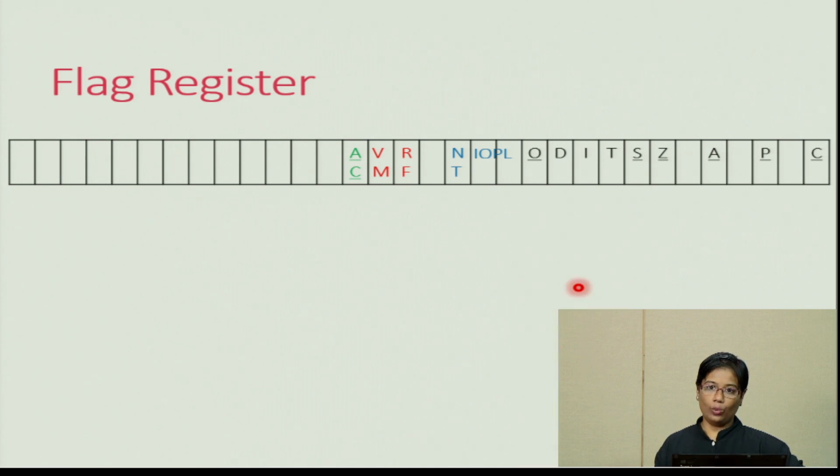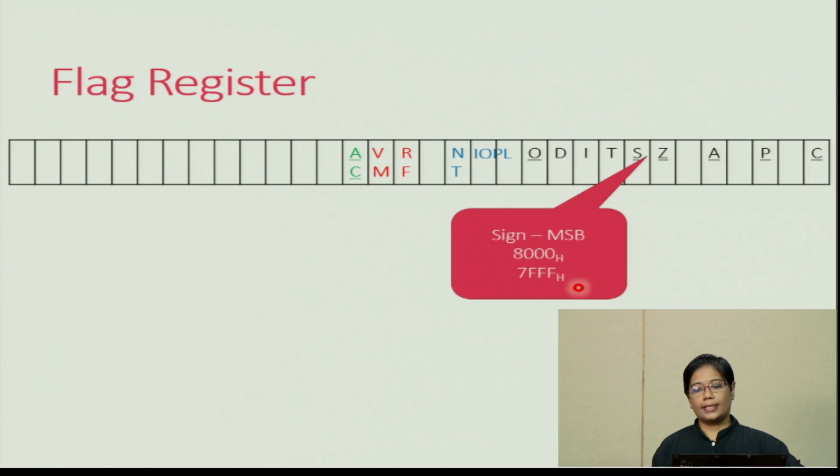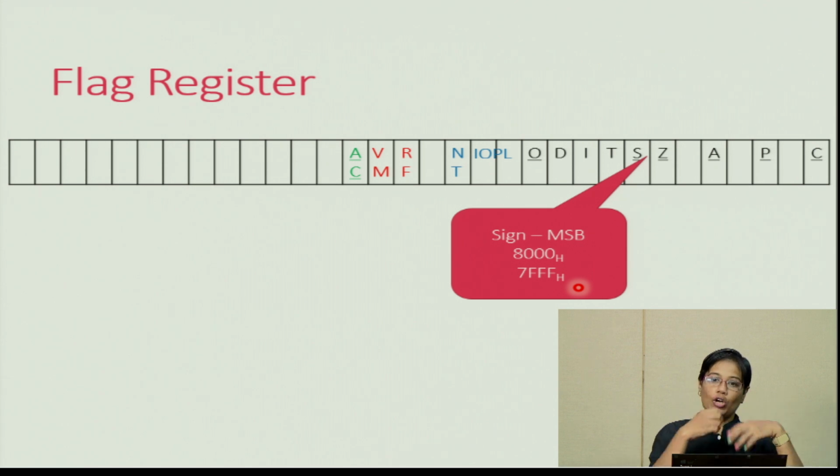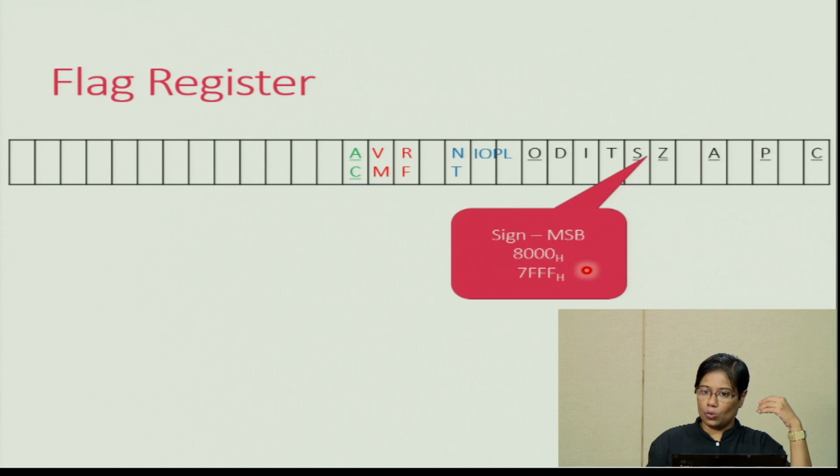The next flag we will be looking at is the sign flag. Sign flag essentially reflects the most significant bit of your data. If you're talking about 16-bit data, it's basically going to reflect the D15 bit. 16-bit data is D0 to D15. Whatever is the condition of D15 will be the condition of the sign flag. If you're doing an arithmetic operation which results in a value of 8000, your D15 bit will be 1. The D15 bit being 1 makes your sign flag 1.